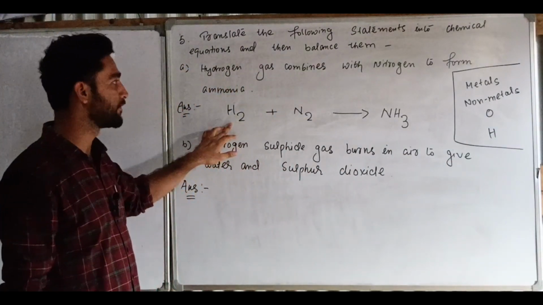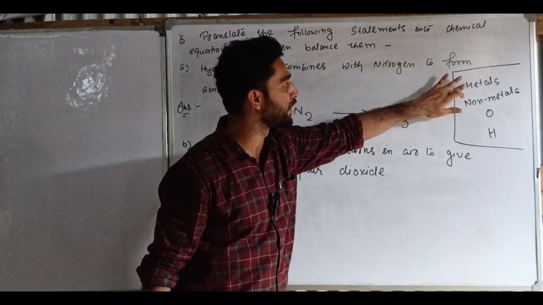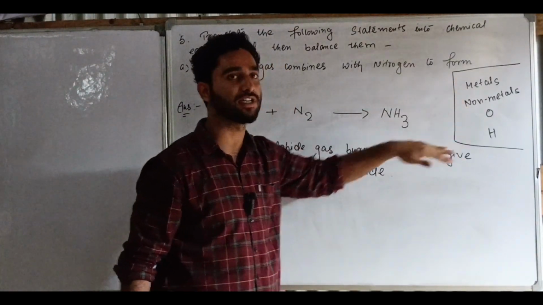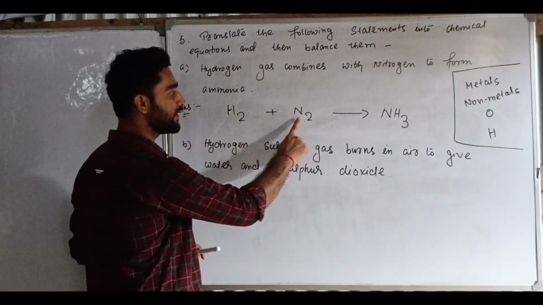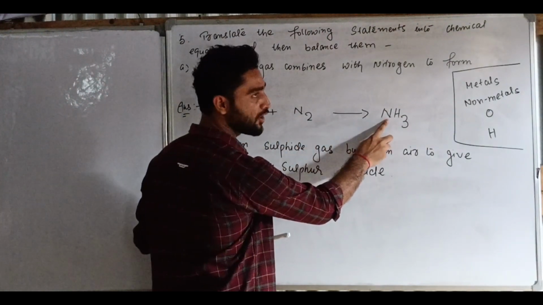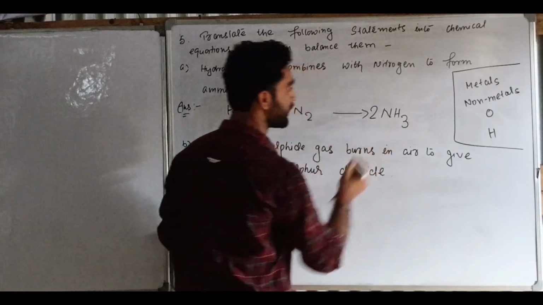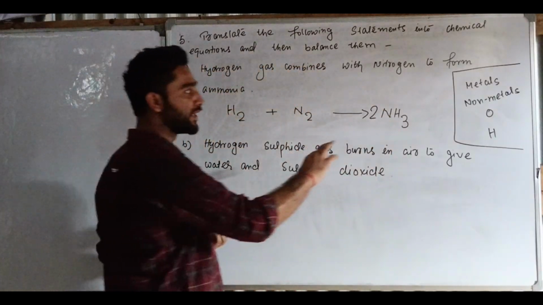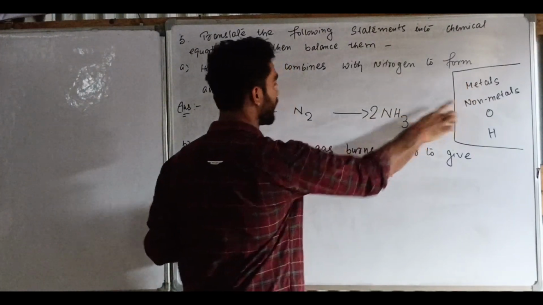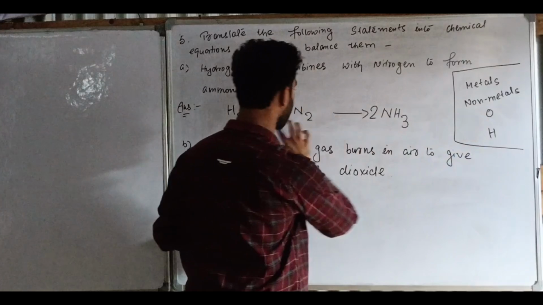Now look at this reaction. Here metals are absent, so there is no need to balance metals. Then non-metals other than oxygen and hydrogen. Which one is the non-metal? Nitrogen is the non-metal. Here how many nitrogens are present? 2. Here how many? 1. So on this side the ammonia is less, so put 2 here. Now again start from the beginning. Metals are not there, non-metals: nitrogen 2, nitrogen 2. Now oxygens are absent.